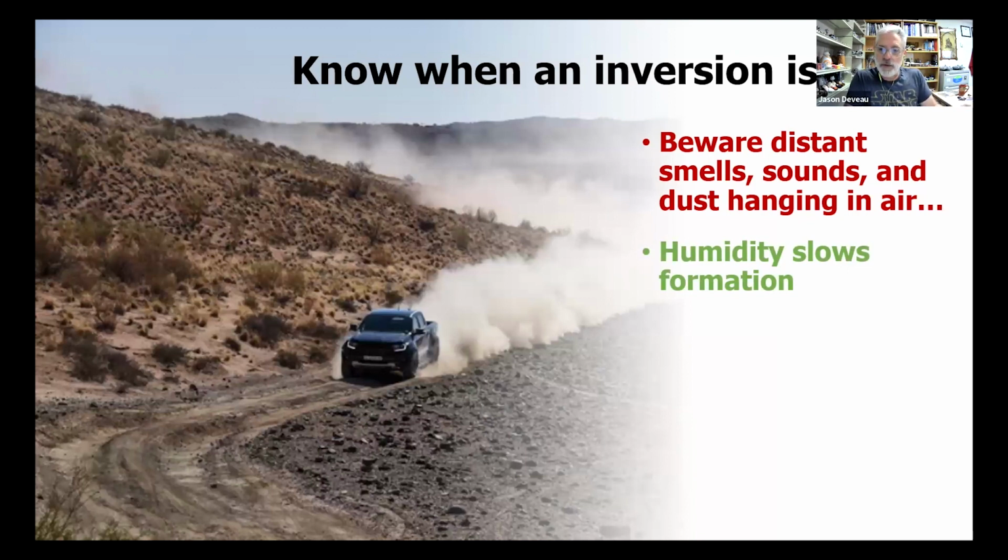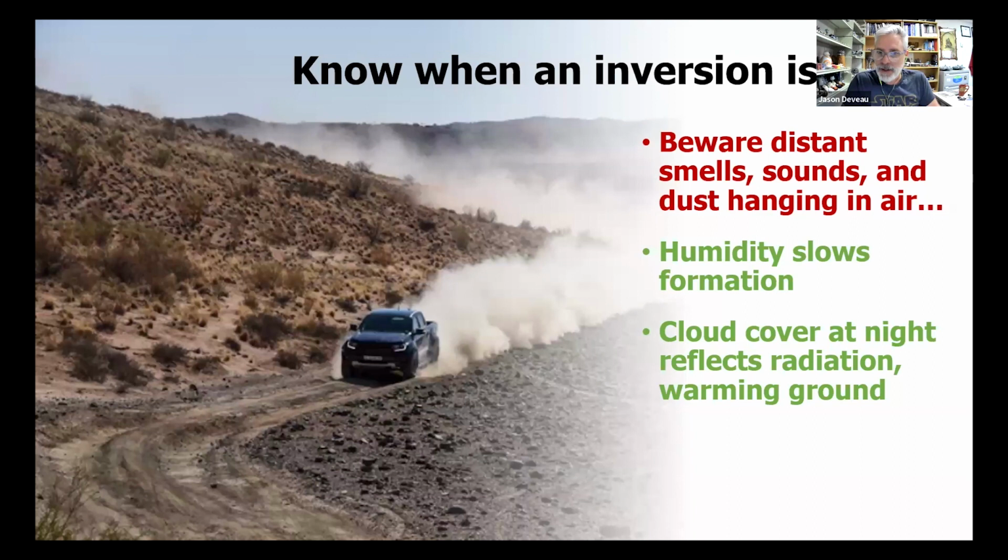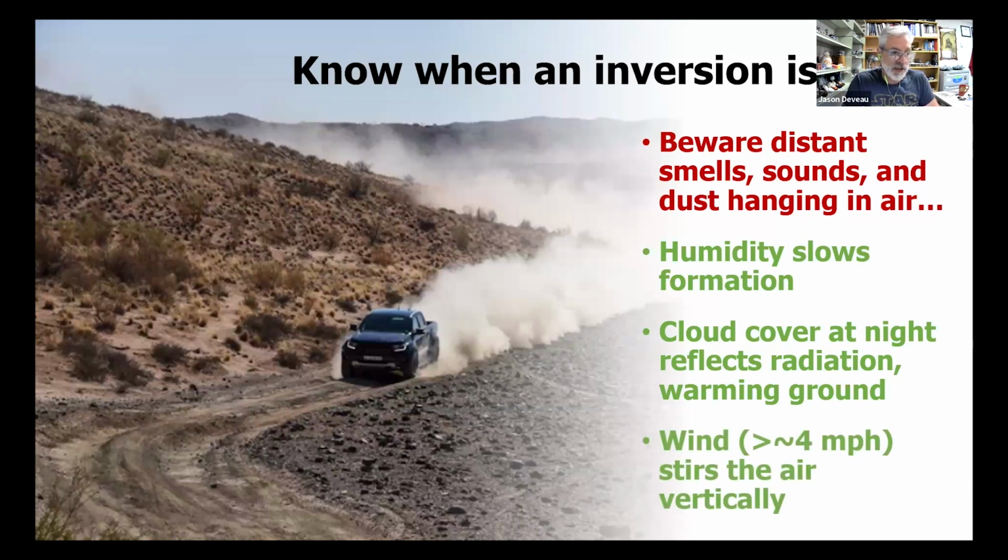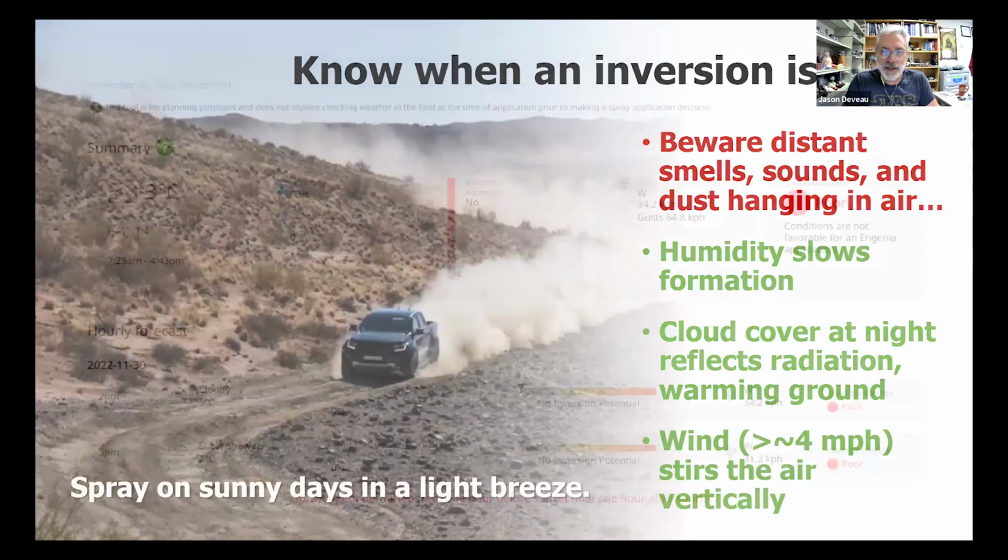Humidity will slow an inversion's formation in the night. It actually, I won't get into it, but it interferes with how hot and cold will separate. If it's a cloudy night, that reflects radiation. It will also kind of reduce the impact of an inversion. And of course, wind. If you've got wind, it generally means you're not in an inversion. They tend to be concurrent with one another. So what does that mean? Spray on sunny days and a light breeze. That's where you can predict where everything's going and you're likely not in an inversion.